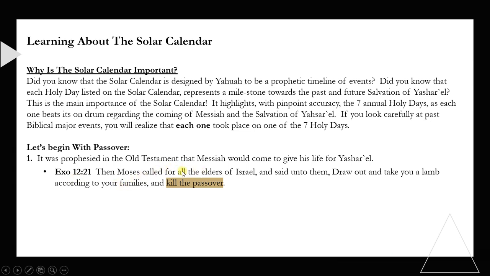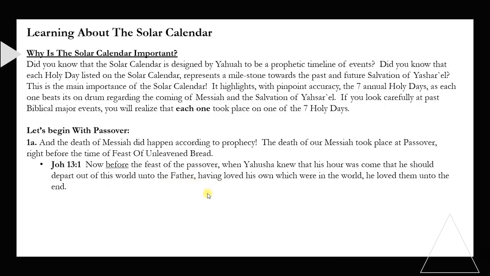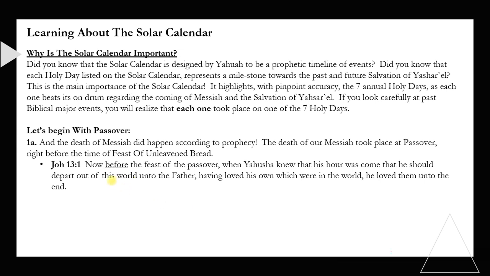Then Moses called for all the elders of Israel, and said to them, draw out, take your lamb according to your families, kill the Passover. And then we see the fulfillment of it. The death of Messiah did happen according to prophecy. The death of our Messiah took place at Passover, right before the time of the Feast of Unleavened Bread.